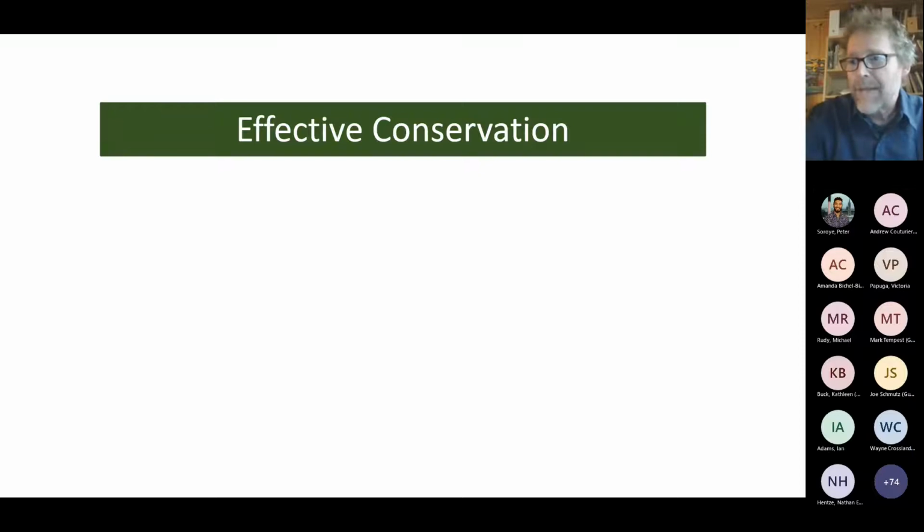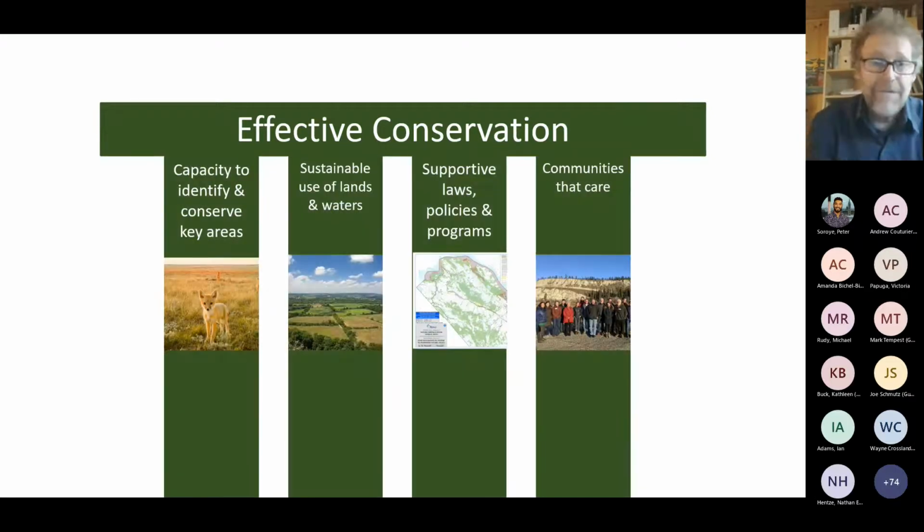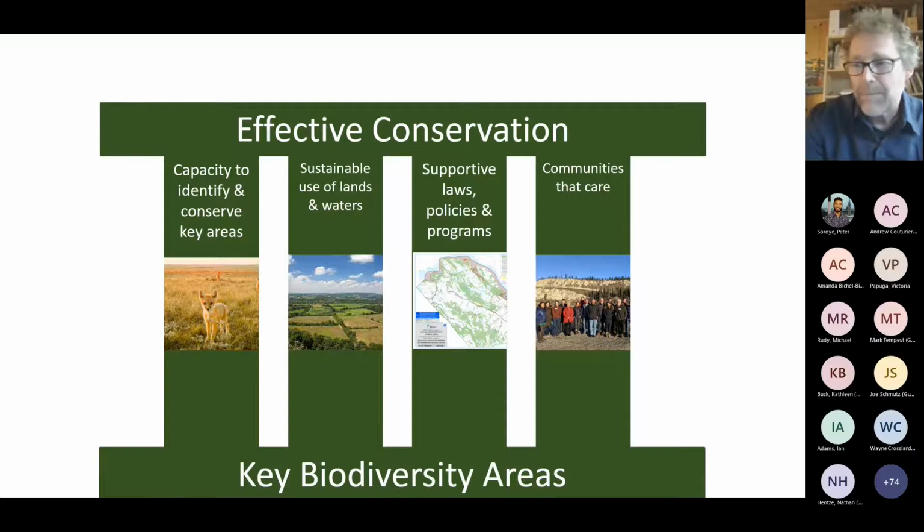Now, in the places where I observed that seemed to be working, there were four enabling factors that were driving effective conservation. There was the capacity to identify and conserve key areas. There was sustainable use of lands and waters. There were supportive laws, policies, and programs. And finally, there was a community that cared. When each of these cornerstones were in place, effective conservation would happen. If one of the pillars collapses, the entire platform of effective nature conservation becomes unstable. So what gets me really excited about key biodiversity areas is that they can help to build and reinforce each of these pillars.